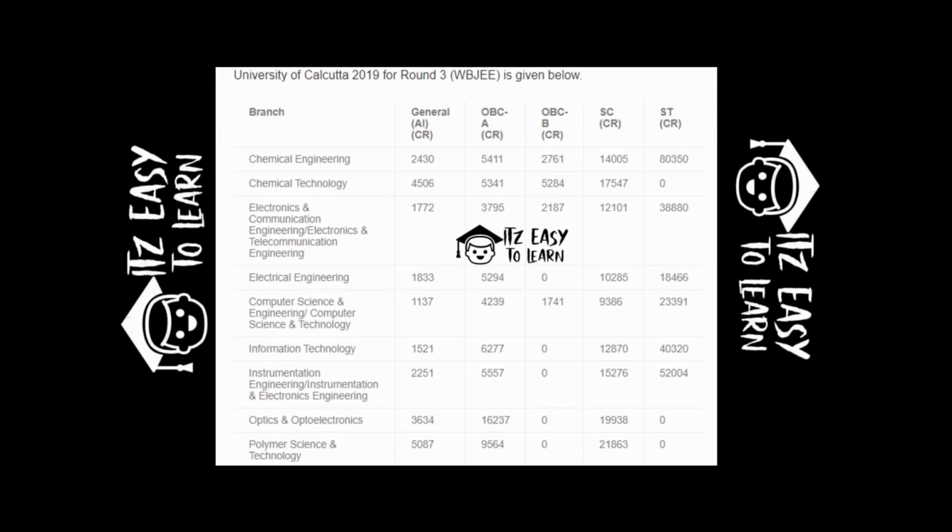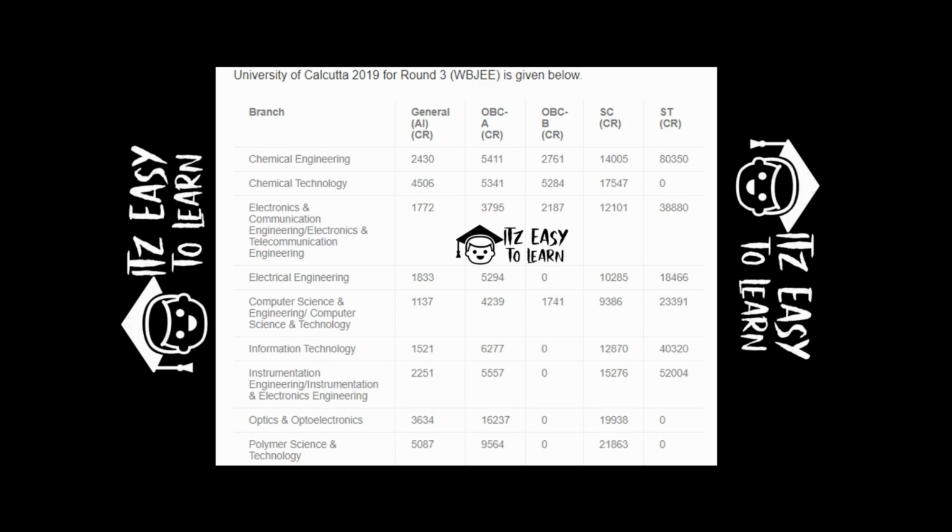Our next college is University of Calcutta. So you can see for general in chemical engineering it's 2430, it's closing rank. For chemical technology it's 4506, and it goes on up to polymer science and technology. Same for OBC A, OBC B, SC, ST, and in bracket is written CR, it means closing rank. Okay, so here it's entirely given closing rank.